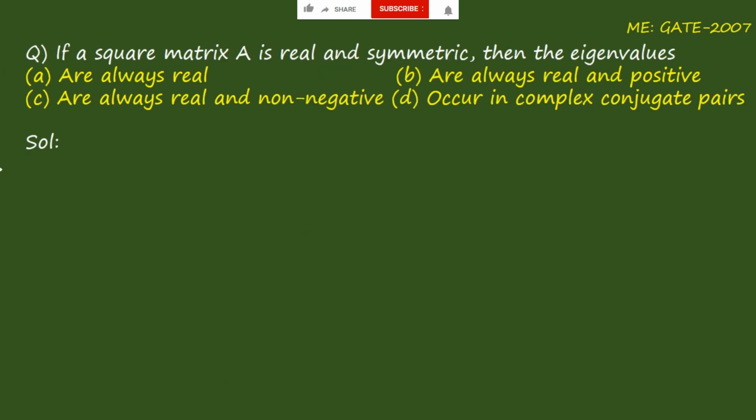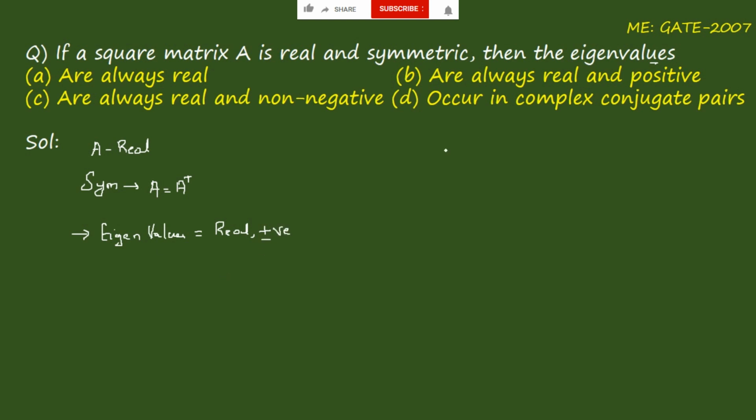Now next question. The question is, if a square matrix A is real and symmetric, then the eigenvalues. Okay, they're given that A matrix is nothing but real matrix, right? And they are talking about a symmetric matrix. What is symmetric matrix? It is nothing but when A is equal to A transpose, then it is known as symmetric matrix. Then we know one of the property that eigenvalues of a symmetric matrix will be equal to real numbers. Okay, it can be positive or negative numbers.